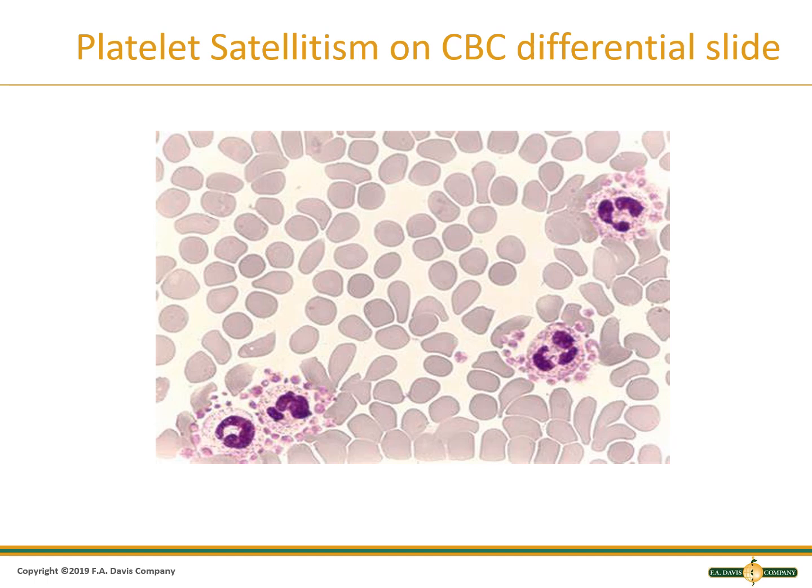Here is an example of what a differential slide from a CBC would look like. You can see there are some neutrophils, or the larger cells, or the white blood cells here, here, here, and here. And these smaller round things around it, I don't want to call it a cell because platelets are not a cell. You can see the platelets are surrounding those white blood cells. So when we say platelet satellitism, this is what we're actually referring to here.